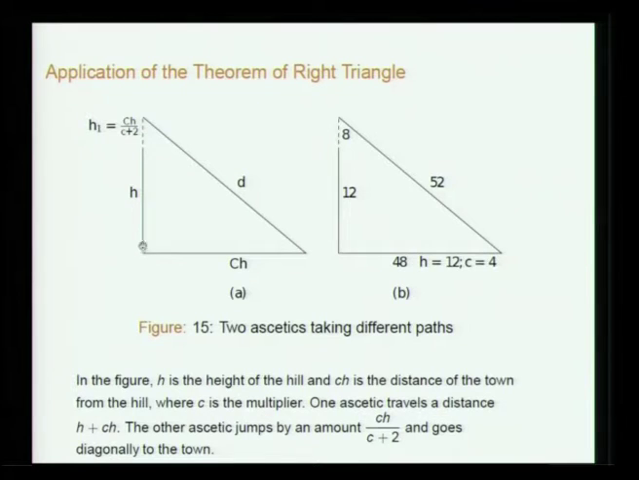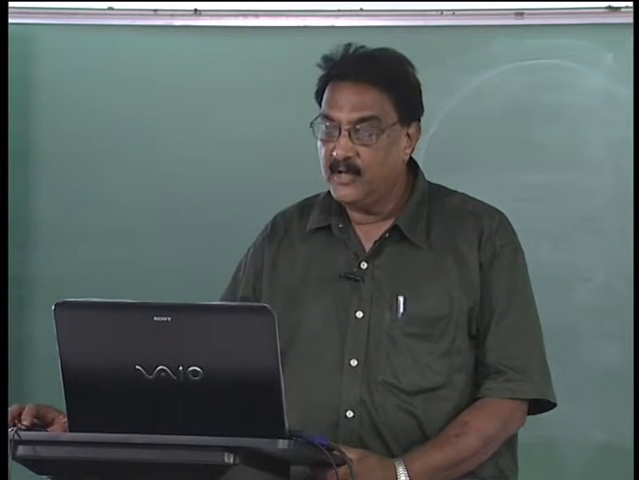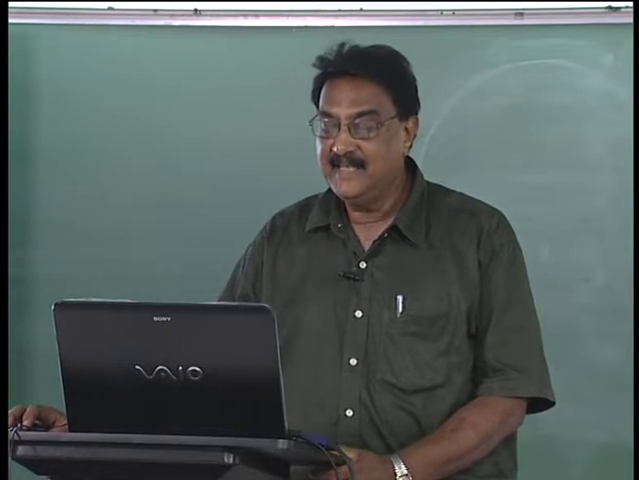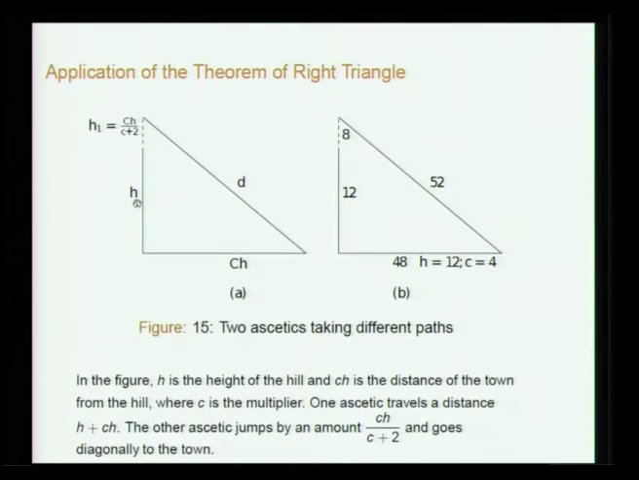So, in this figure, h is the height of the hill and ch is the distance of the town from the hill, and c is a multiplier. Okay, just assume that the distance of the town is c times the height of the hill. So, one ascetic clearly travels the distance h plus ch, right. He goes down and then perpendicularly he goes from the base of the hill to the town. The other ascetic, who is more flamboyant, will go up by this height, jumps by an amount ch by c plus 2, and he goes diagonally to the town. So, we will come to the other figure later.